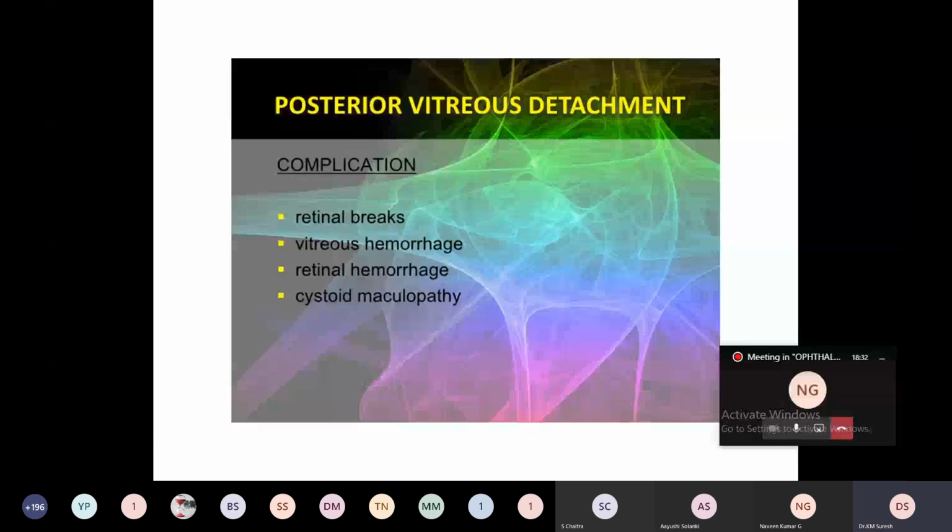What are the complications that are associated with vitreous detachment? As I told you earlier, while describing the anatomy, it helps in the mechanical stabilization of the globe. Once there is detachment of the vitreous, when the stabilization is taken off, retinal breaks can occur, vitreous hemorrhage can occur. Retinal hemorrhage and cystoid maculopathy, which is nothing but accumulation of fluid in the macular region.